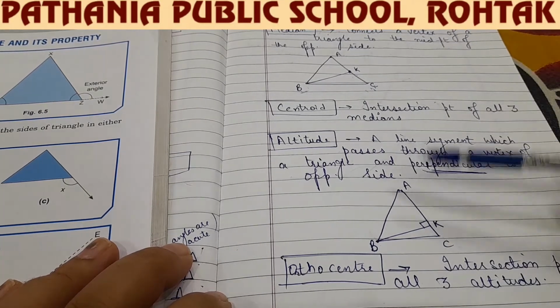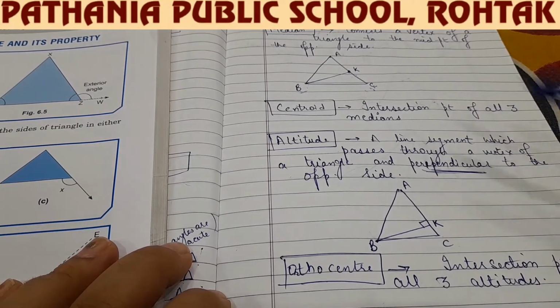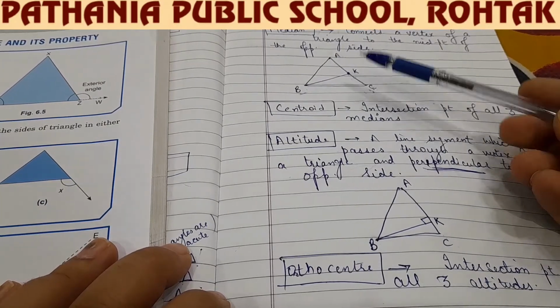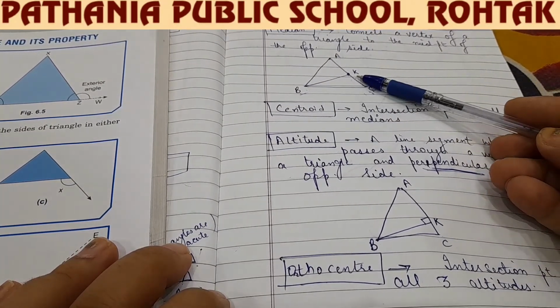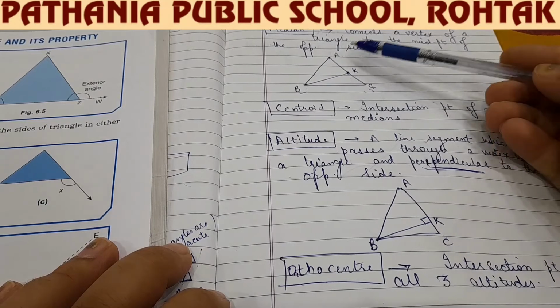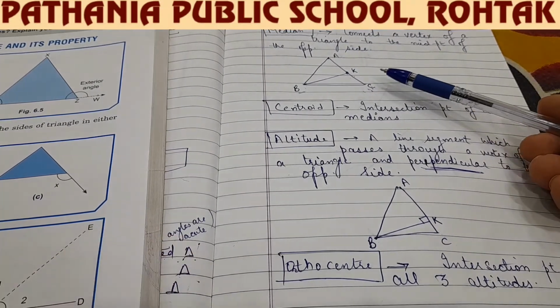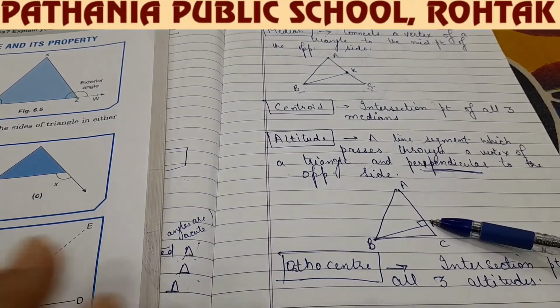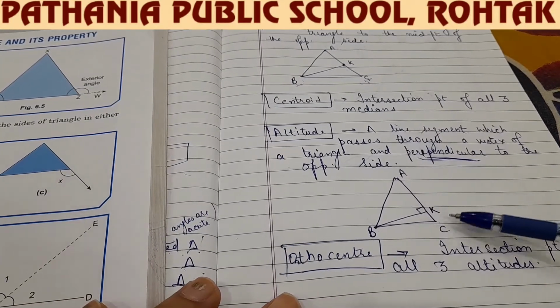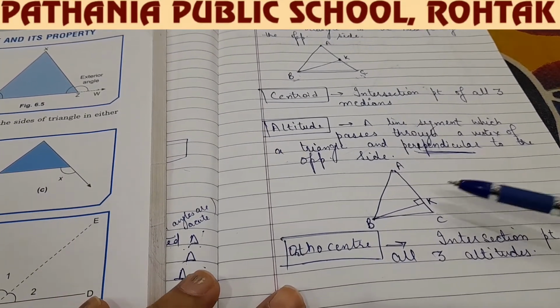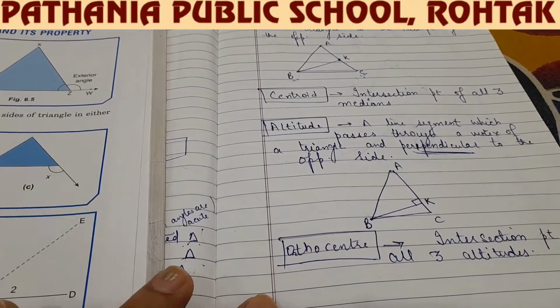Now what is the difference between median and altitude? Beta, here B will always touch the midpoint of AC, always, but here it is not compulsory that it will touch the midpoint of AC. It can touch anywhere.